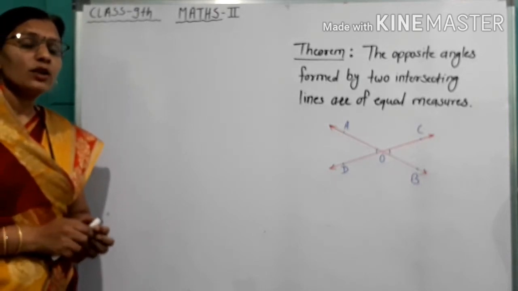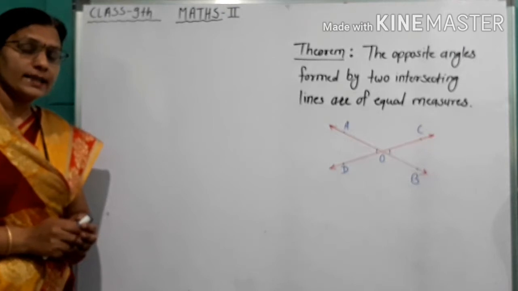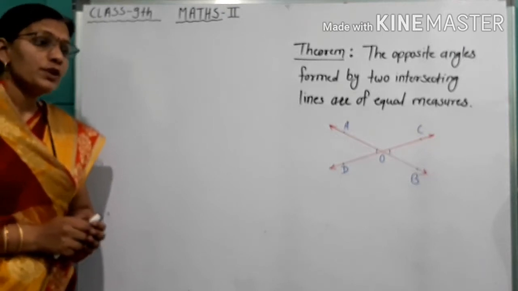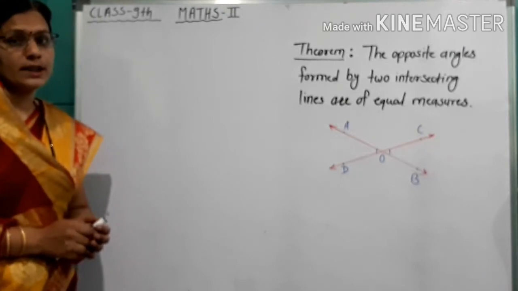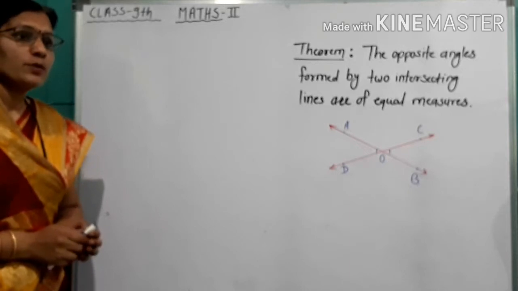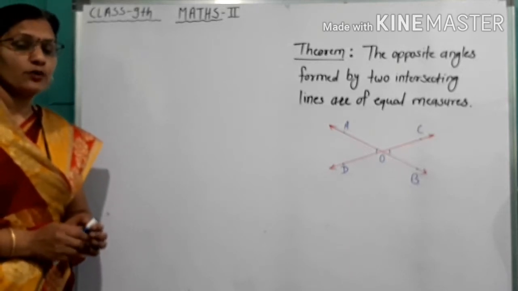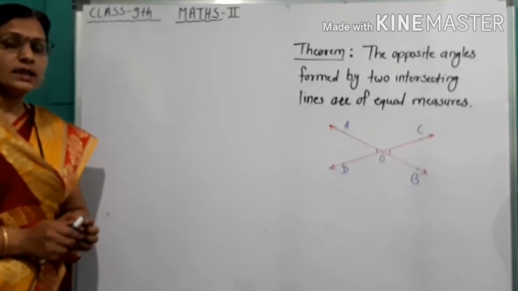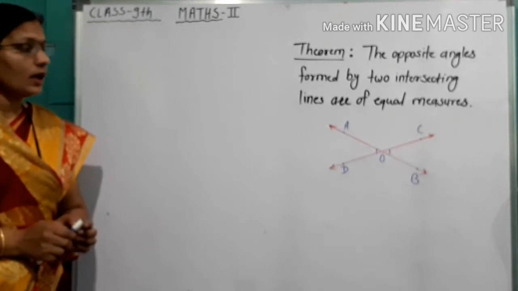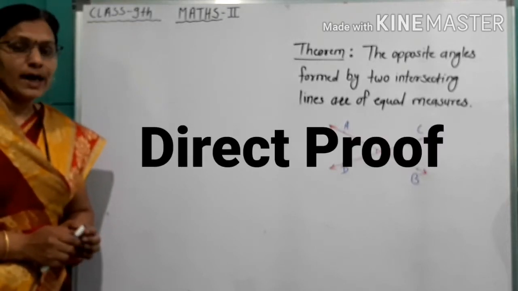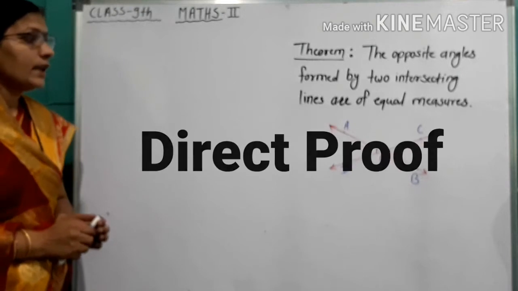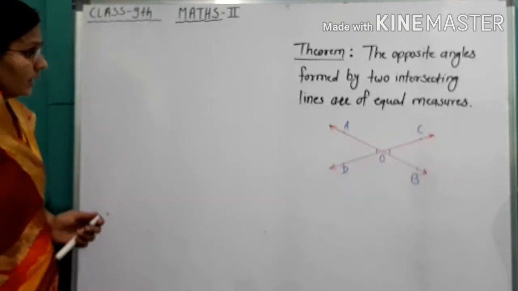The given part of a theorem is called the antecedent, and the part which has to be proved is called the consequent. There are two types of proofs of a theorem: direct proof and indirect proof. Let us see one theorem that can be solved by direct proof. The theorem is given here.